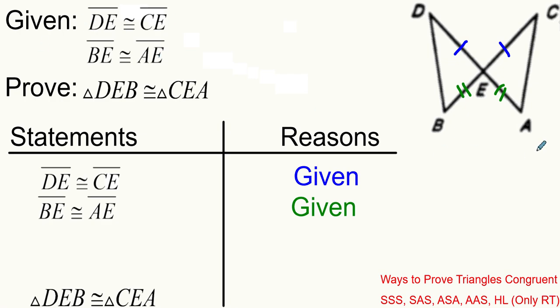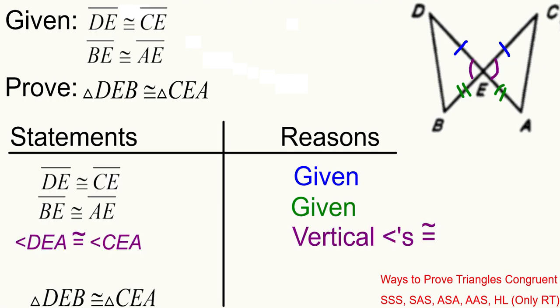Well, I'm going to ask myself, what else do I know has to be true in this diagram? And again, we can see we have a pair of vertical angles. So we know angle DEB is congruent to CEA. Then we always reflect and say, okay, does that tell me anything else about the situation, or is there anything else I can conclude about my proof?